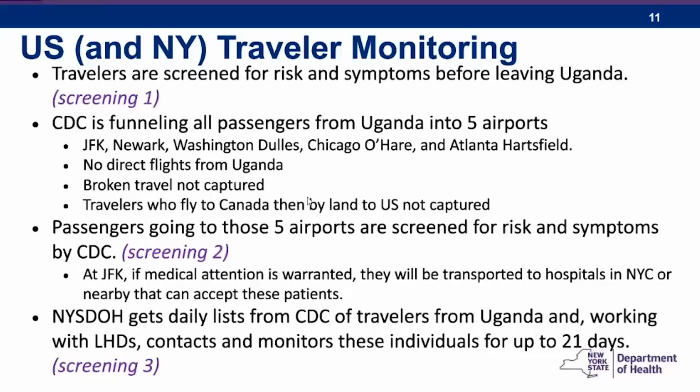But there's a possibility they may get missed this way. They also may get missed through land border crossings as well. So again, travelers who fly to Canada and then by land to the United States may not be captured through this particular system as well. But passengers who do go to those 5 airports are screened for risk and symptoms by CDC. Now, this is their second opportunity to be getting screened for both risk and or symptoms. At JFK here in New York, if medical attention is warranted, they'll be transported to hospitals in New York City or nearby that can accept these particular patients.